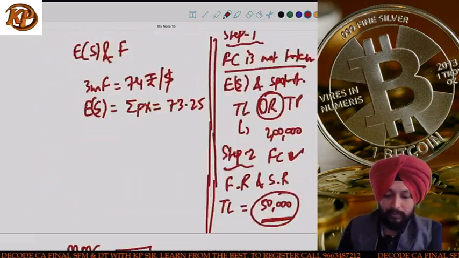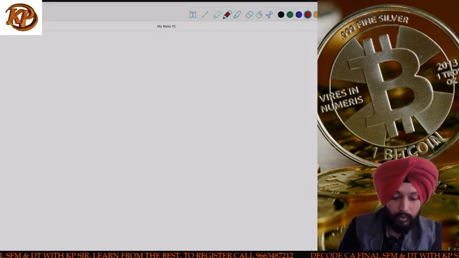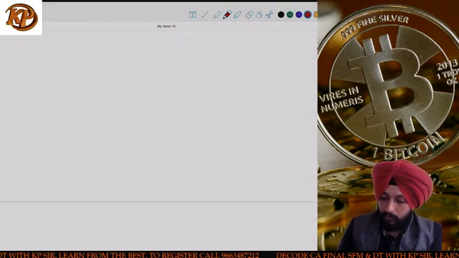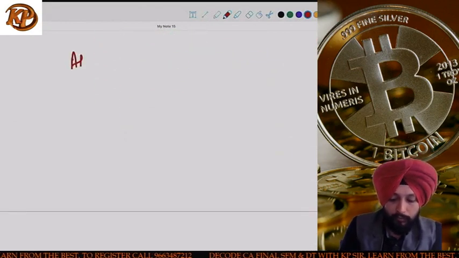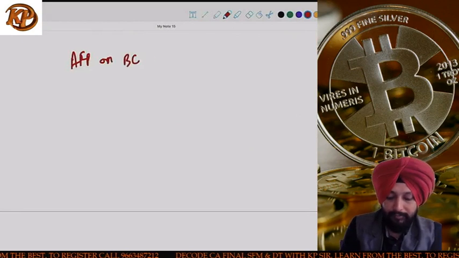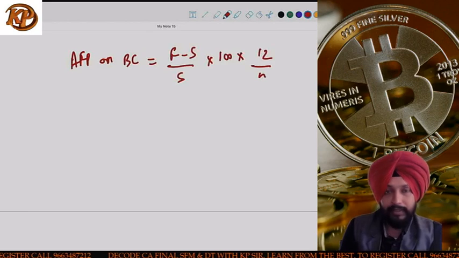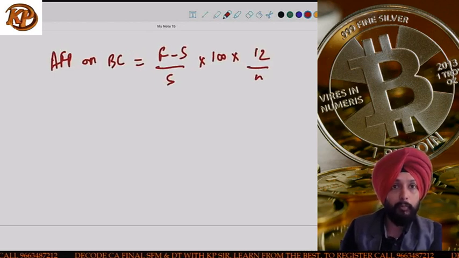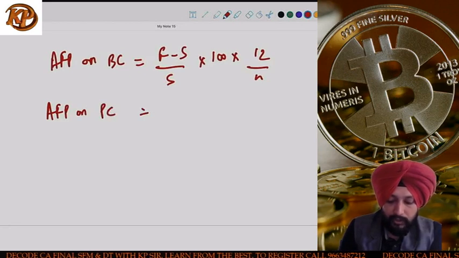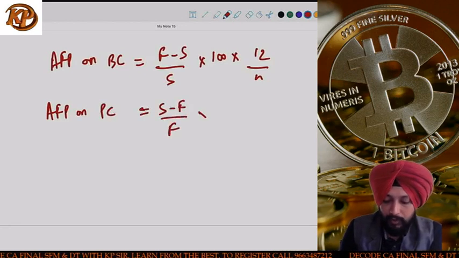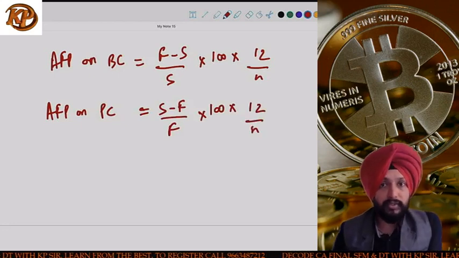Two small concepts before I proceed further. If you remember, we discussed annualized forward premium or discount. Annualized forward premium on base currency, we did it like this: (F minus S) by S into 100 into 12 by N. And similarly, if you want annualized forward premium on price currency, then the formula is (S minus F) by F into 100 into 12 by N. These are the 2 formulas we have discussed in the class.